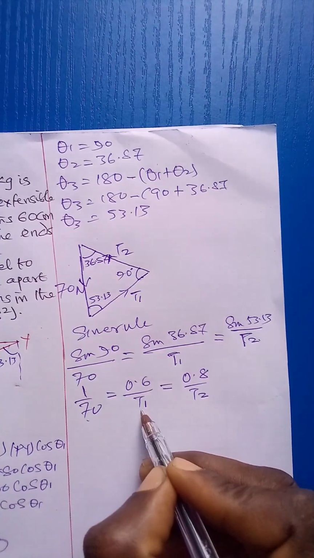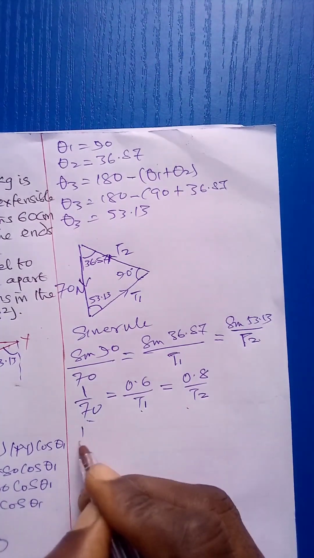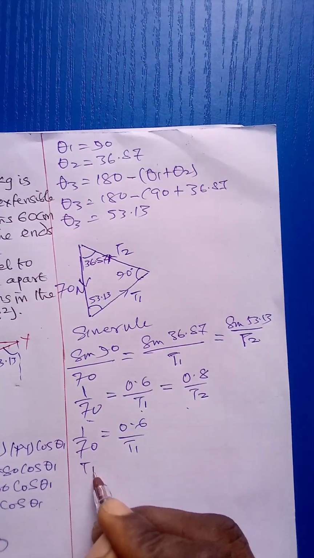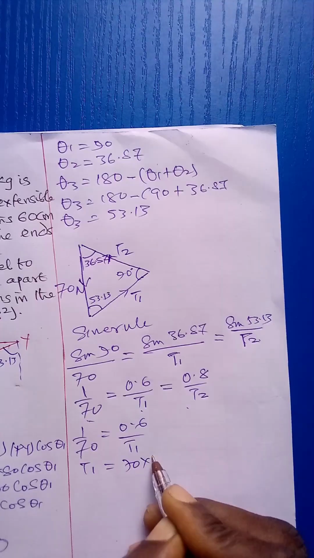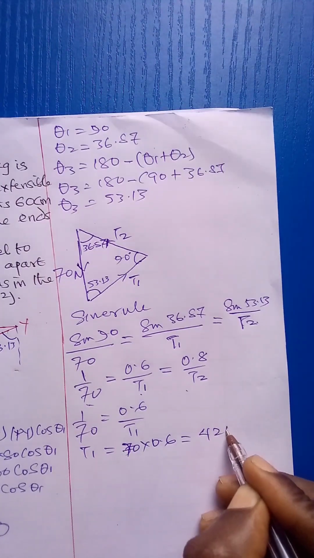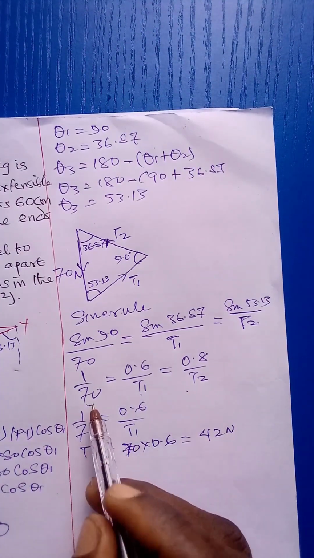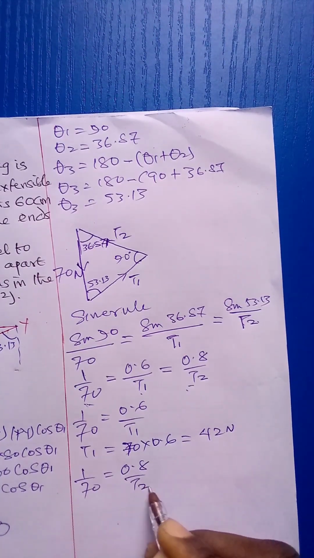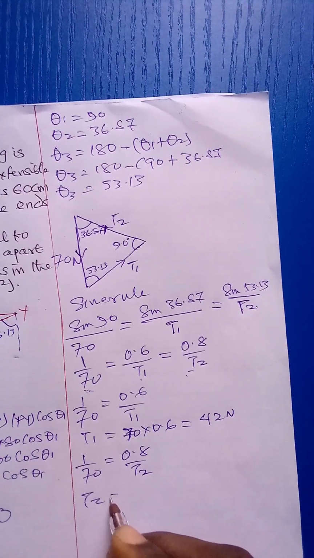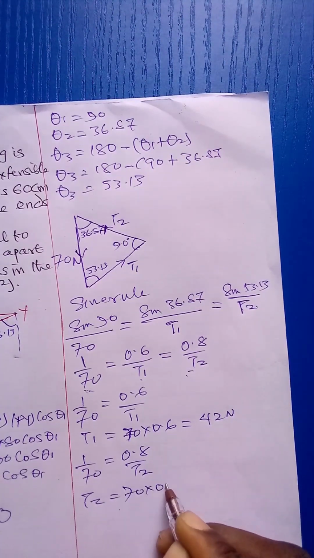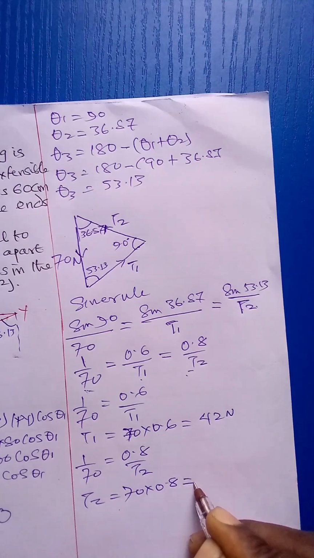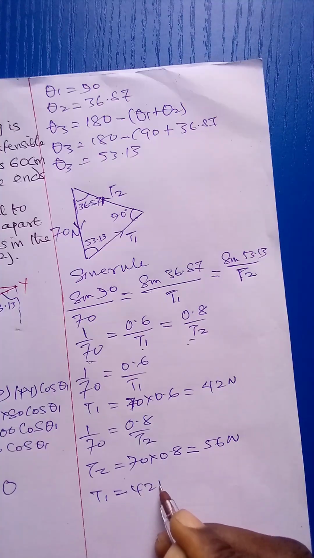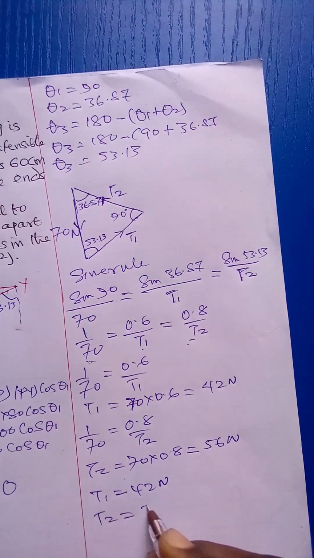So equating this, we have 1 over 70 is equal to 0.6 over T1. Cross multiplying, T1 will now be 70 times 0.6, which will give me 42 Newton. Secondly, when we equate this to this, we have 1 over 70 equals 0.8 over T2. Cross multiplying, T2 will now be equal to 70 times 0.8, and then 70 times 0.8 is 56 Newton. So T1 is 42 Newton and T2 is 56 Newton.